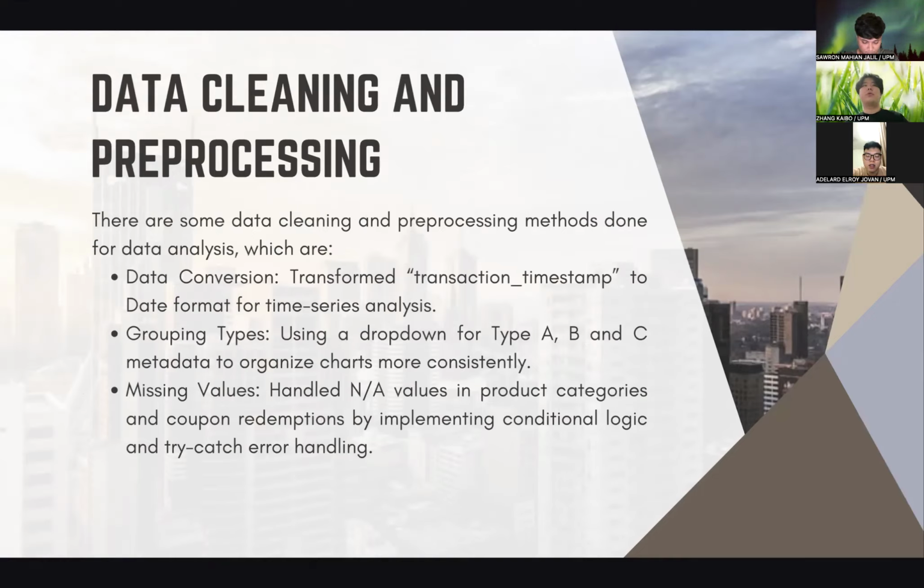Based on the data that we have, some cleaning and pre-processing was done in order to do accurate data analysis. There's a conversion where the transaction timestamp is transformed to a proper date format, and then grouping types, using a dropdown for A, B, and C metadata for more consistent organization, and handling missing values in product categories and coupon redemptions by using try-catch error handling.